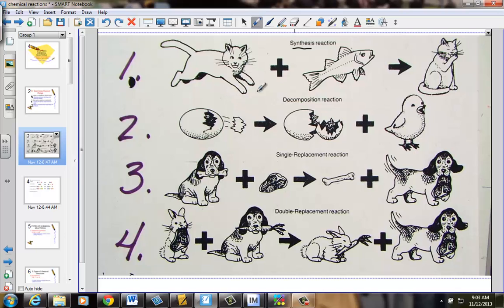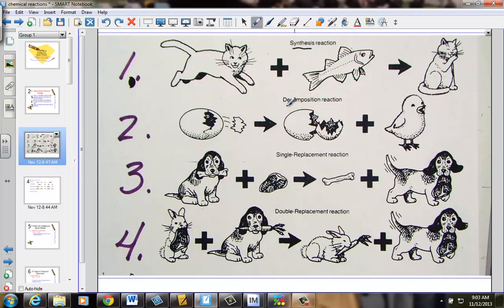Here we have a cat and a fish. The fish, of course, looks a little happier on the product side. 2 separate reactants forming one single compound. What makes a combination pattern unique from all of the other patterns of change? It's the only one to produce a single product. There's just one product on the right side of our arrow. In a synthesis, I call it a combination. 2 reactants form a bigger product called a combination.